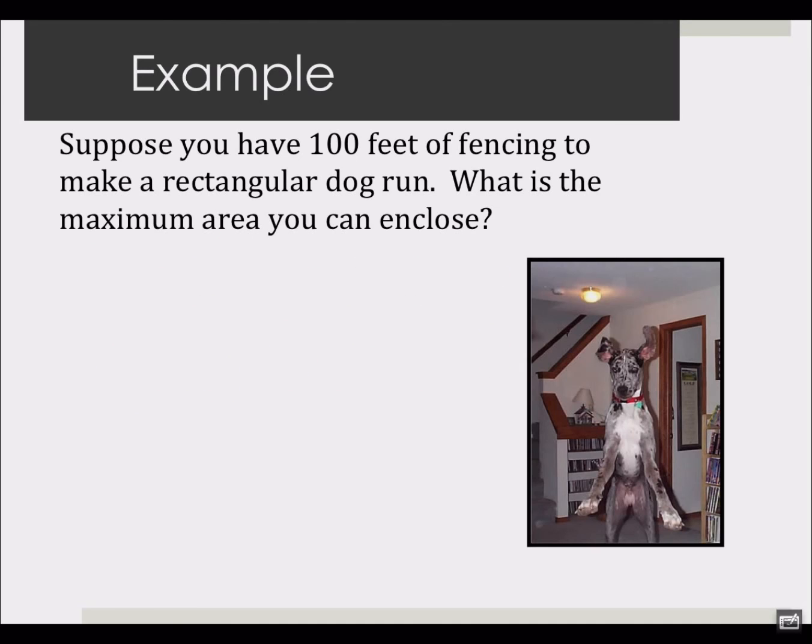Okay? So, let's start with a more reasonable dog run. Something like this. How long do you want to make that dog run? 25 feet. Nope. 75. Nope. 40. Nope. 10. Nope. 50. 100 minus 2W.